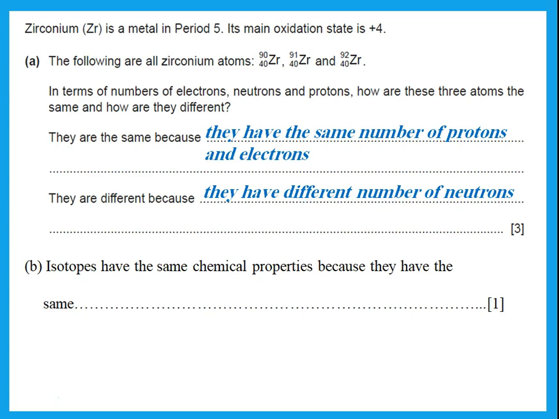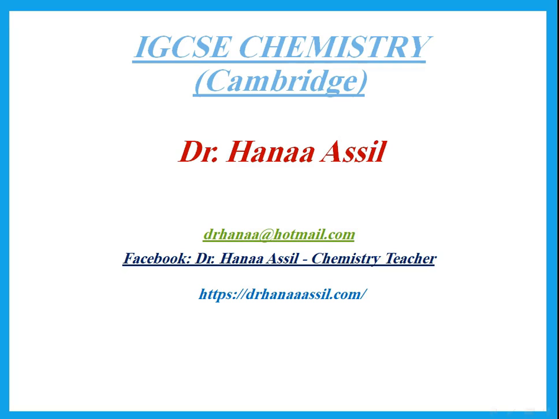Isotopes have the same chemical properties because they have the same, again, I'm reminding you, they have the same chemical properties because they have the same number of electrons in outer shell. That is what determines the chemical properties of any atom.